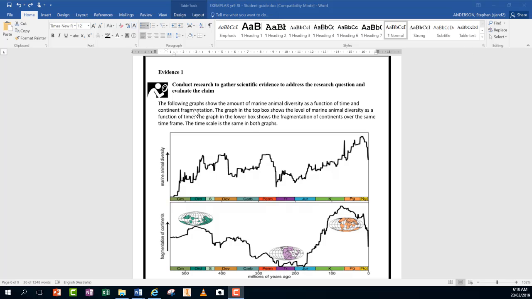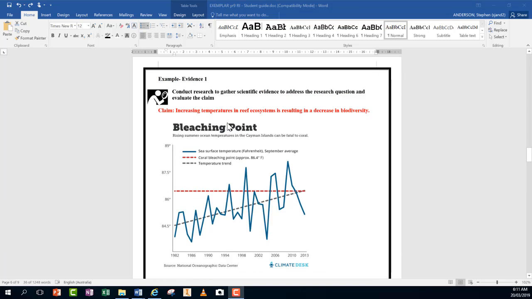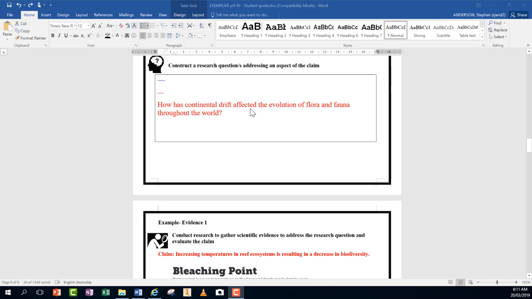The very first thing I'm going to do before I even read the question is know that everything I do in this assessment is relating back to the question that I am asking. So I'm going to go up and grab that research question: how has continental drift affected the evolution of flora and fauna throughout the world?